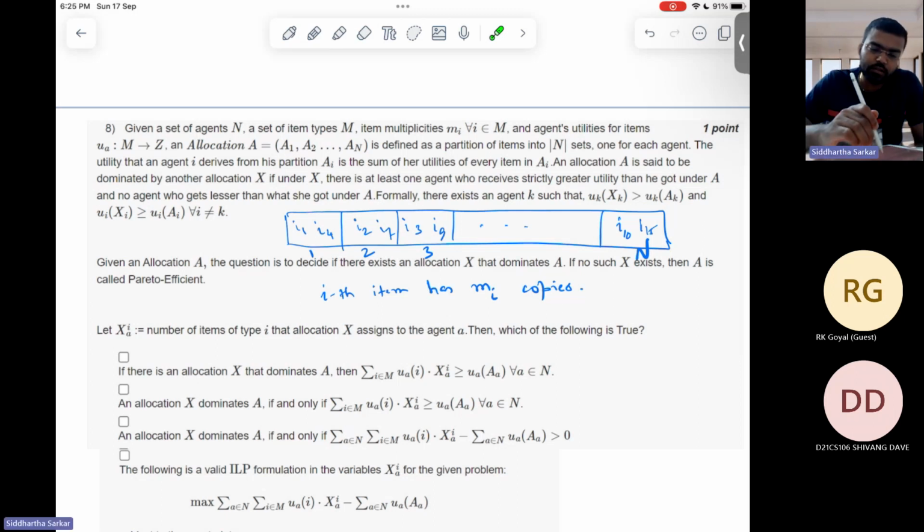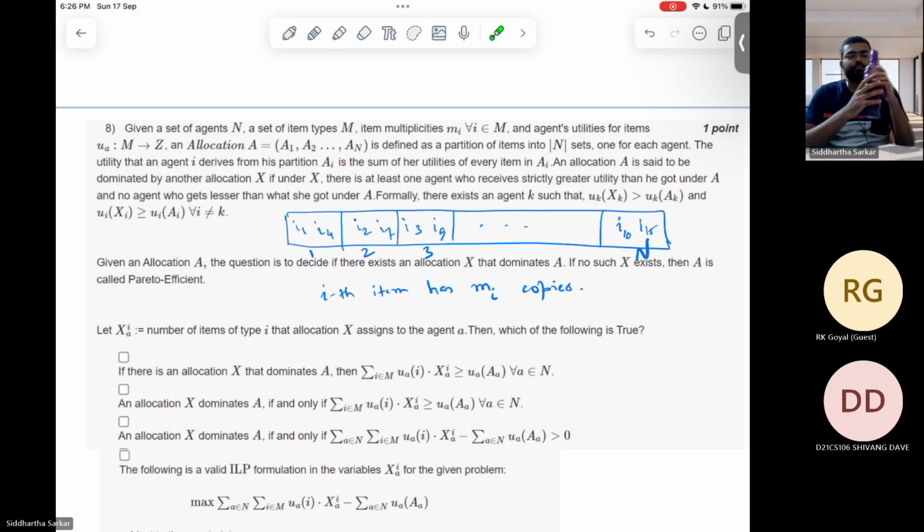The point of defining this domination relationship between two allocations is that, given an allocation, we want to ask whether there exists a better allocation that dominates the given allocation. If there is no such dominating allocation, then we will say that we cannot do better. That kind of allocation, where we cannot give anybody any better utility, is called efficient, or more formally, Pareto efficient.